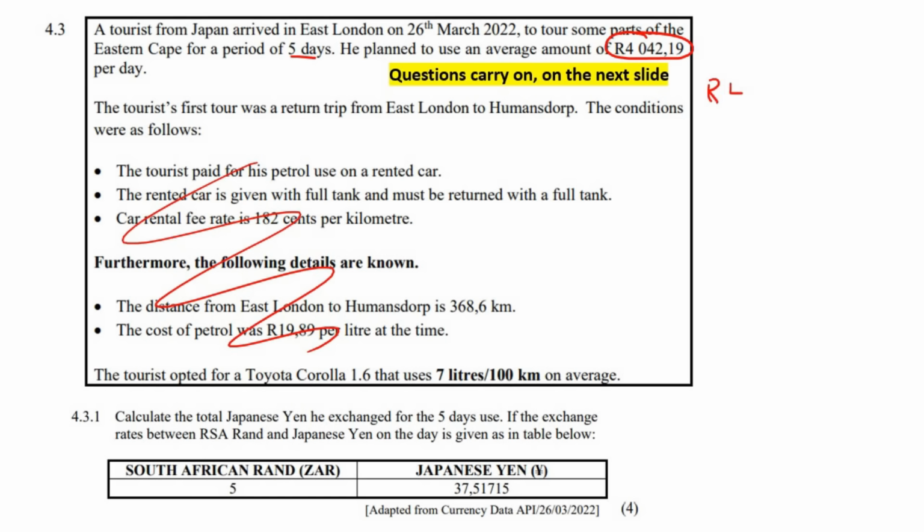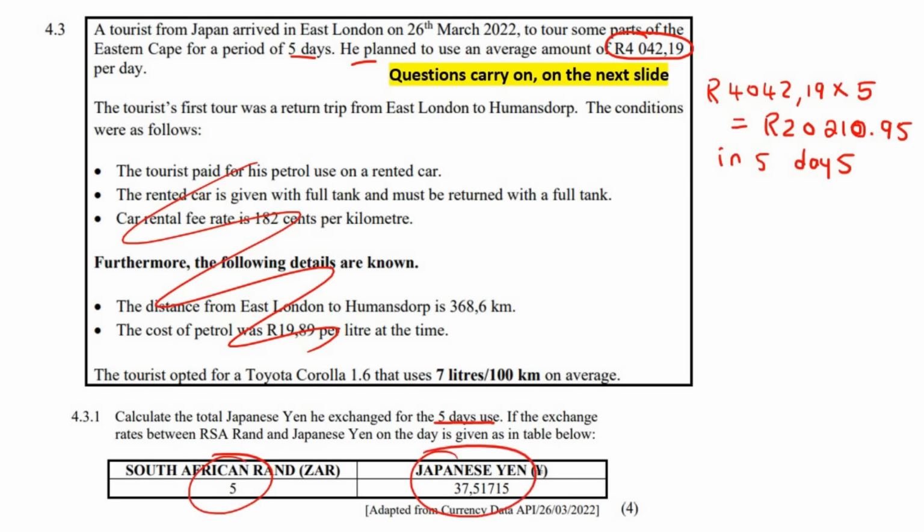So we can say 4042.19 multiplied by 5 days. So this dude used like 20,000. Oh, no, it did say he. Okay, so 20,210.95. That is how much money he used in the 5 days. But now it says calculate the total Japanese yen that he used for 5 days. So we need to convert this to Japanese yen. Now that means we're going to use this currency conversion table.